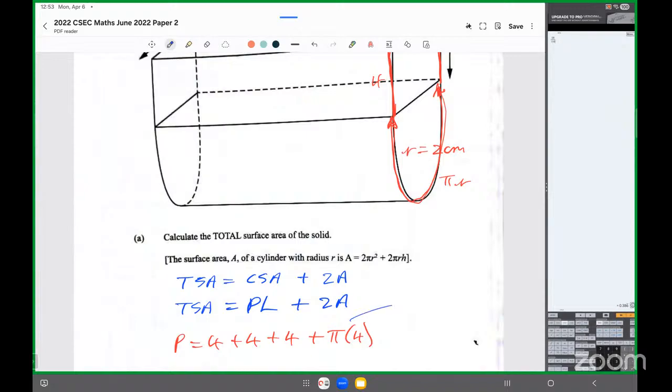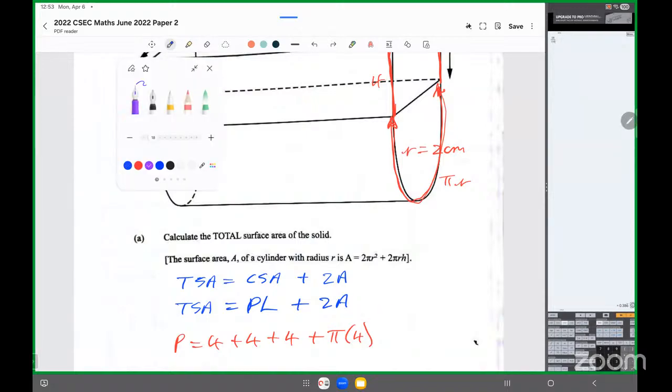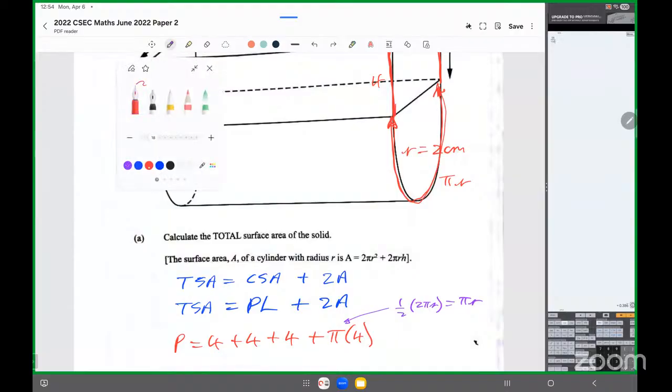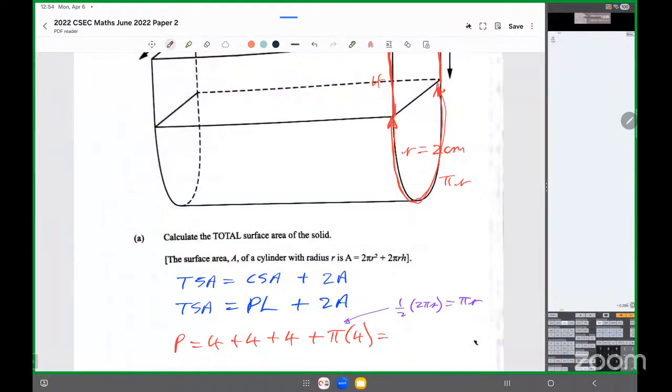So this right here is just pi r with a different color. Let me write it as half of 2 pi r. It's half of a circumference, which is 2 pi r, which therefore is just pi r. Half of a circumference is pi r. That's what this is. So put that in the calculator and we get the perimeter of the end.